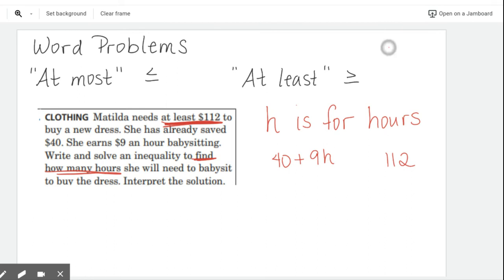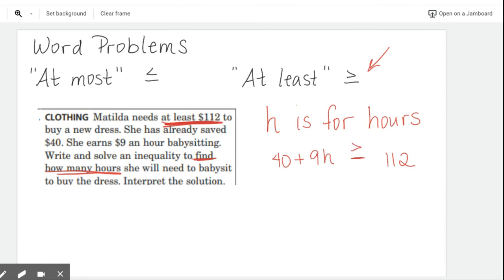I already have this written up here for you, but if you can't remember, here's how you think about it. Ask yourself, if it says at least 112, would she be happy with exactly 112? Yes, she would, right? So that means I need the equal to sign. Would she be happy with less than 112? Nope. Would she be happy with more than 112? Yes. That's how I know it's greater than or equal.